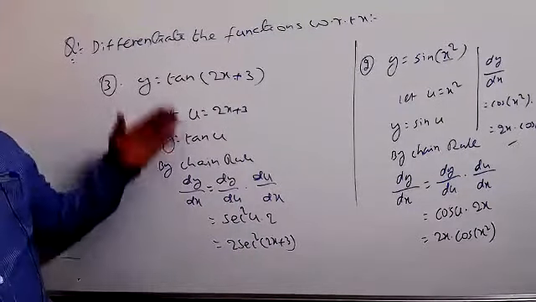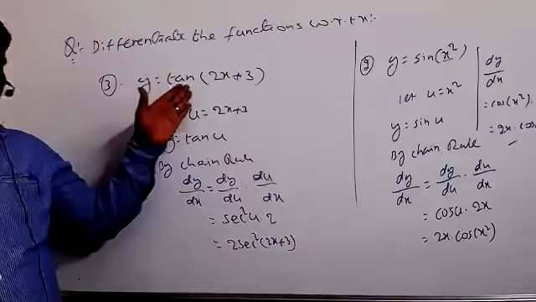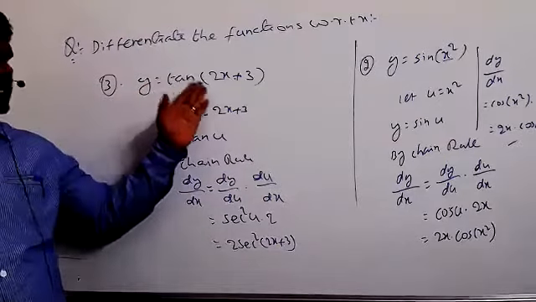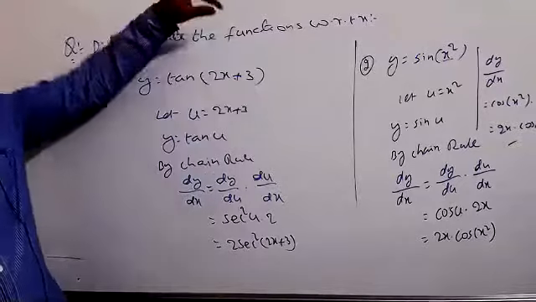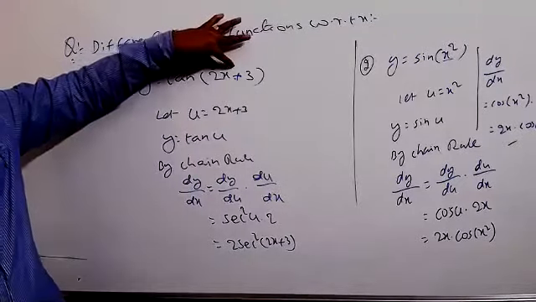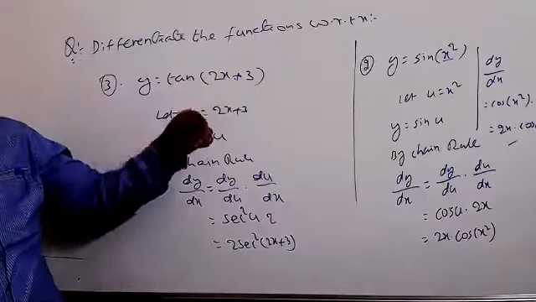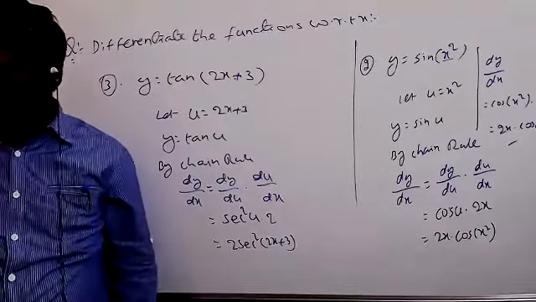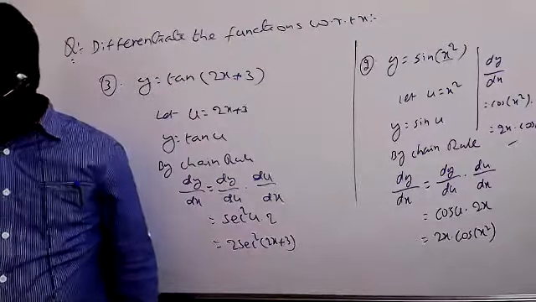Normally, if we do it directly we also get the same answer. Differentiation of tan x equal to how much? Secant square x. So secant square of 2x plus 3 into again the differentiation of 2x plus 3, which is equal to 2 only, because the derivative of 2x is 2 and 3 is a constant, so its derivative is 0. Same answer.